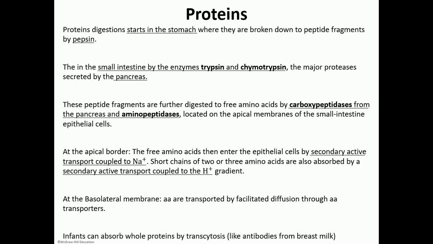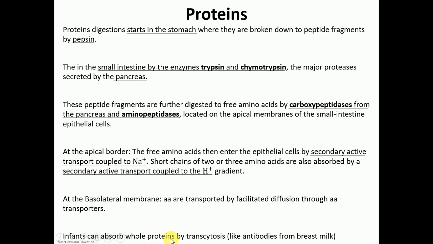From your apical border, which is the border that is facing the lumen of the intestine, these amino acids are going to be transported by secondary active transport coupled with sodium. And at the basolateral membrane, which is the side that is facing towards your interstitial fluid and the blood vessels, that is going to happen by facilitated diffusion.